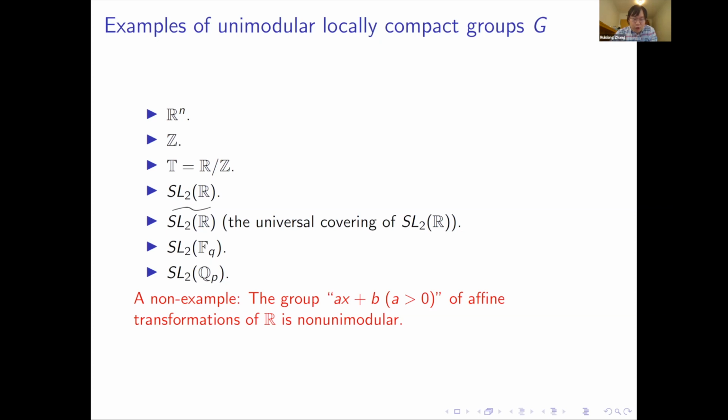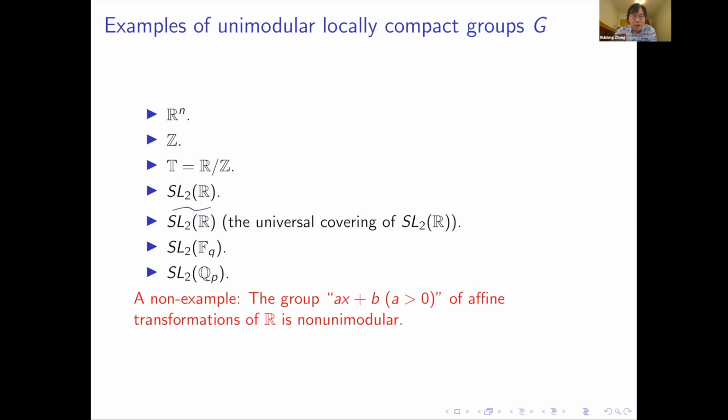I also want to bring up a non-example. Look at the group of orientation-preserving affine transformations of the real line. You take the transformation ax plus b where a is bigger than 0, and that's a group. But this group is going to be non-unimodular, meaning that a left Haar measure will not be a right Haar measure, and they will differ by different constants in different places. We'll be seeing the role of this group in our discussion. So that's just a non-example showing that a natural group can be non-unimodular.